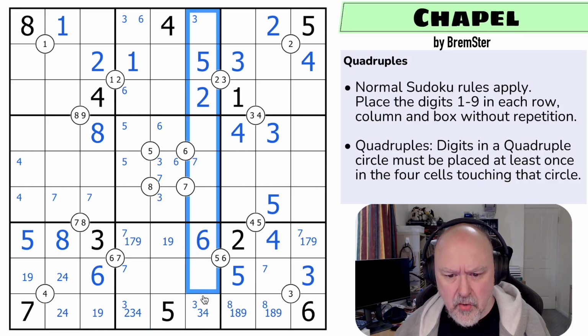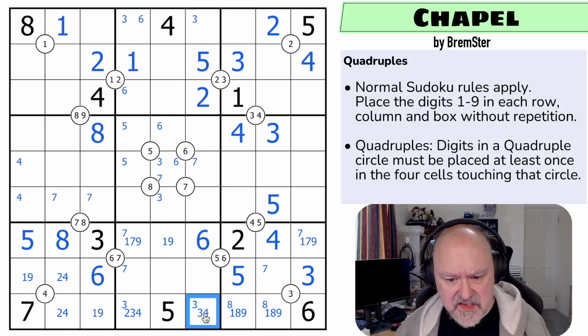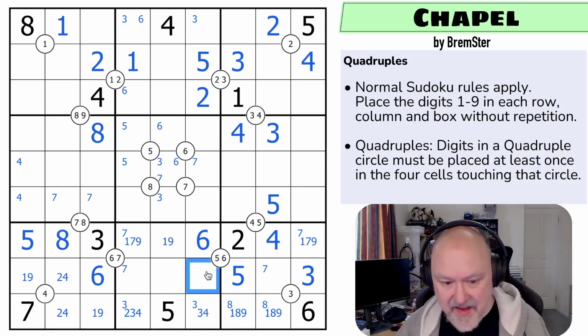Eight in this column. Yeah, 8 in this column. That can't be an 8, because if I put an 8 here, there's no 8 in this box. Can't put 8 here because of the quadruple, and I can't put 8 here because of that, and the other digits are filled. So that is an 8.